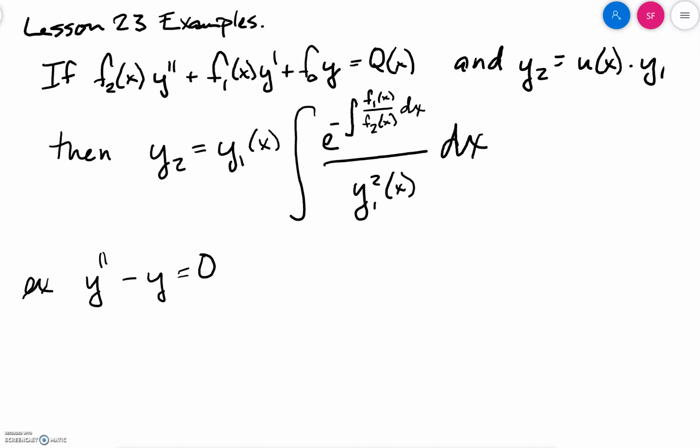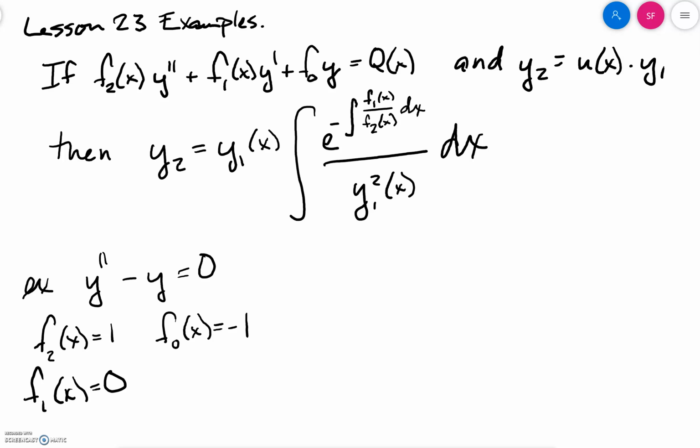Now I know we can solve this. This is linear coefficients, so we can solve this like regular, but let's just use this formula just so we get used to it. Okay, so f sub 2 of x is going to be 1, f sub 1 of x is going to be 0, and f sub 0 of x is going to be negative 1.